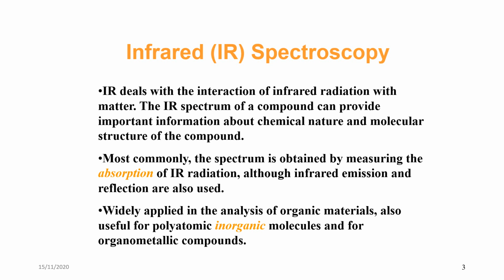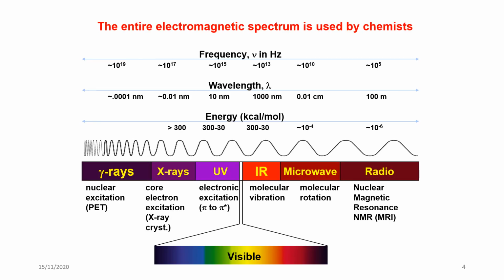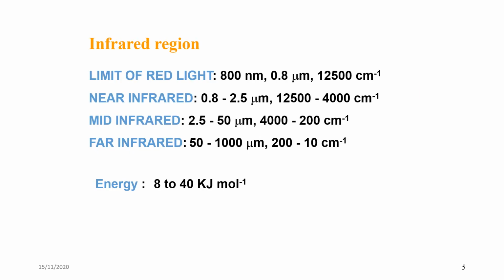Usually, the spectrum is obtained by the absorption of IR radiation by organic molecules. Hence, it is widely used for the analysis of organic compounds and also some inorganic compounds. In IR spectroscopy, the electromagnetic radiation corresponding to IR radiation interacts with the molecule and causes molecular vibration. Hence, this part of the spectroscopy is called IR spectroscopy or infrared spectroscopy.